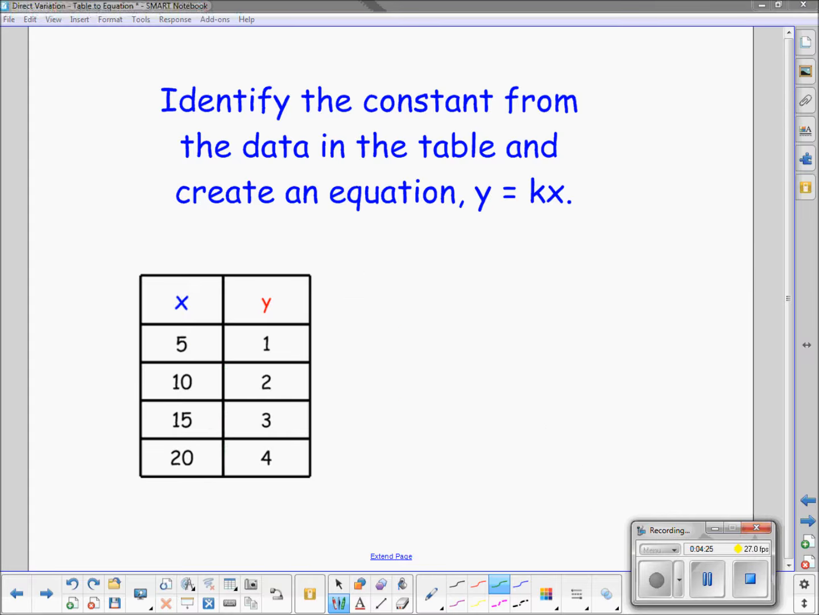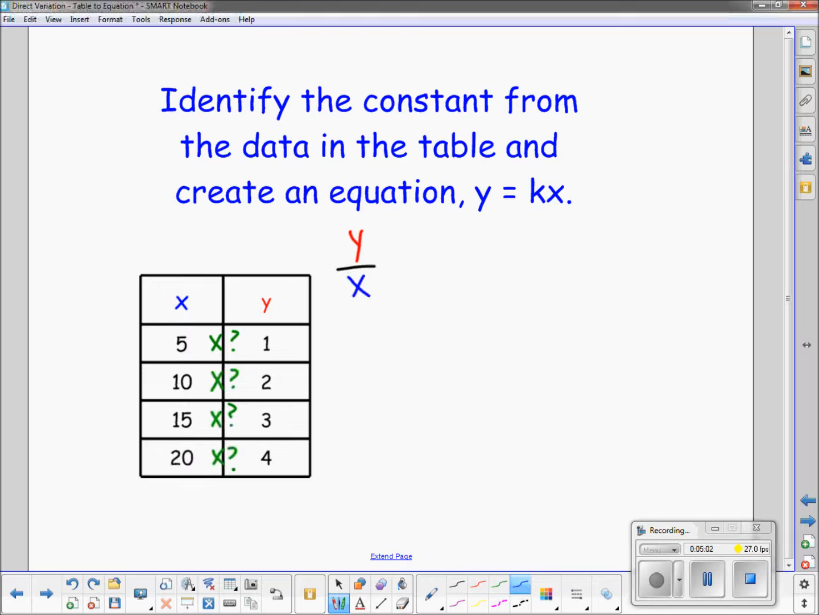Let's take a look at this example. Now, as I look at my x and my y values, I notice that I'm not able to multiply 5 times something to give me a 1. I don't know what I can multiply 10 times to give me a 2, or 15 times to give me a 3, or 20 times to give me a 4. I don't know what that number is supposed to be just by looking at this table. So in this case, I need to use the shortcut or the other method of dividing y by x.